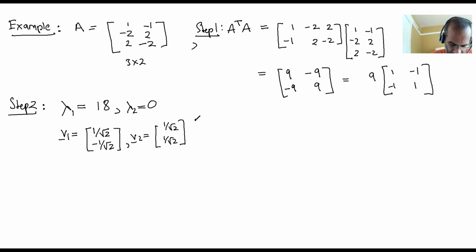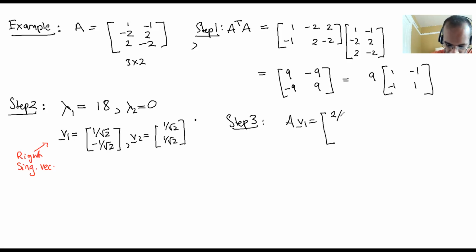Okay. And now step 3 is to compute the singular vectors. So these are the right singular vectors. And now to compute the left singular vectors, I have to hit this with A, right? So step 3, I have A V1. If you work it out, it's this vector, 2 over square root 2, minus 4 over square root 2, 4 over square root 2. And A V2 is just 0.